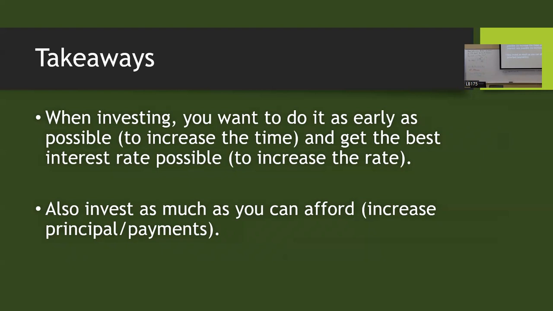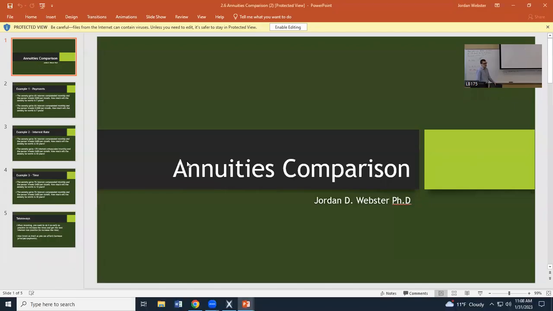Right. So it's identical to what we saw in the first part of this chapter, in the lump sum part. When you're investing, do it as early as possible. When you're investing, get the best interest rate you can. And when you invest, you put away as much as you can, save as much as you can. Right? Any questions about that? Those basics?